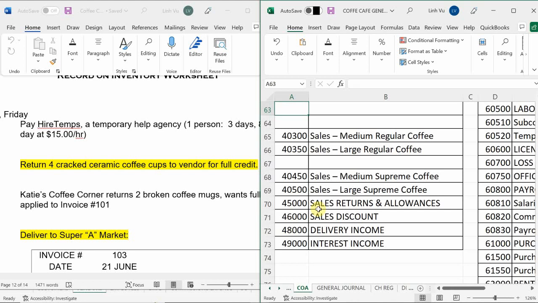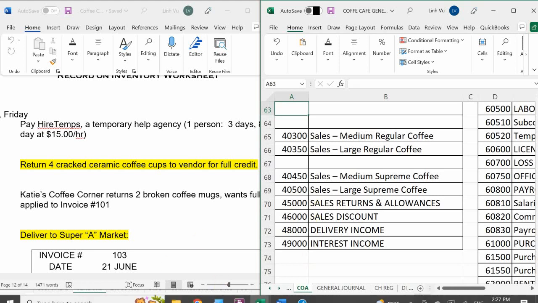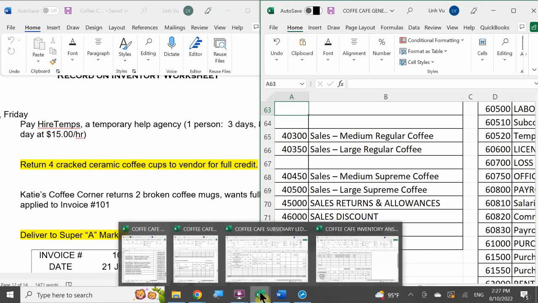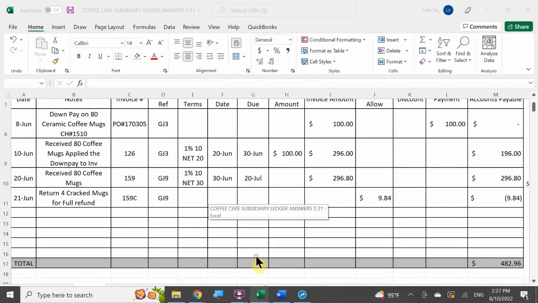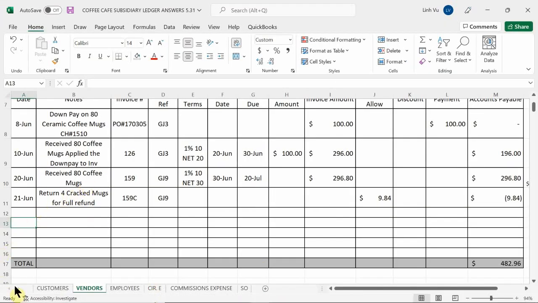What other key information do we have here? I believe Katie's invoice is on the accounts receivable. Correct, but we're going to double check with the subsidiary ledger. You want to double check with a subsidiary ledger? Okay. Yeah. Subsidiary ledger, Katie.